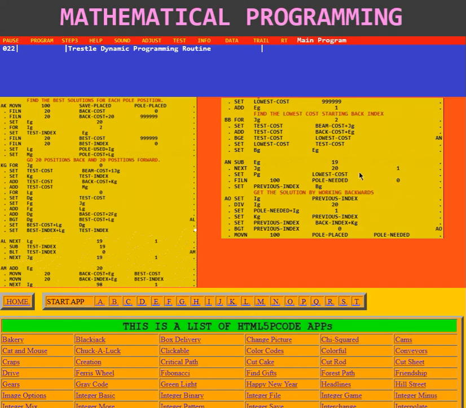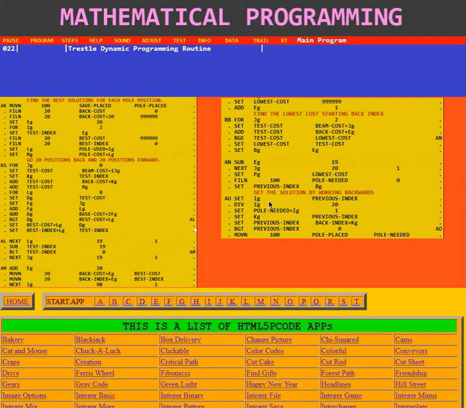I don't know why that's there, but maybe the programmer thought he wanted to know what the lowest cost was and put it in that control register PG. Then it fills 100 positions at pole needed with 0. It's saying, I don't need a pole at any position. I'm zeroing them all out. There's 100 possible poles. They're all 0. Then it sets the previous index to that BG. Remember, that is the offset that it found up here was the best answer. So here it sets previous index to BG. That's where it's going to start.